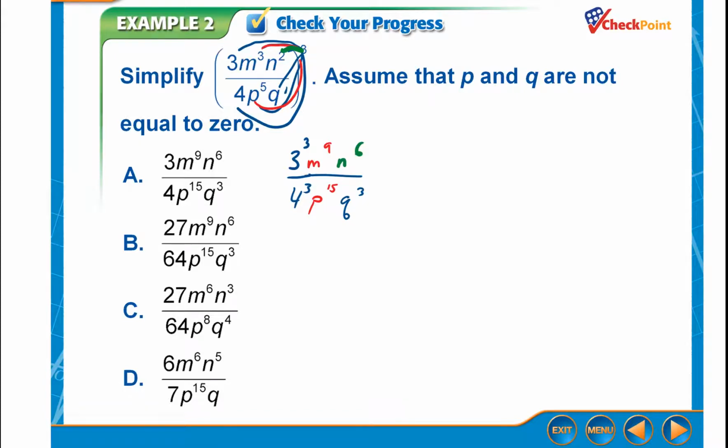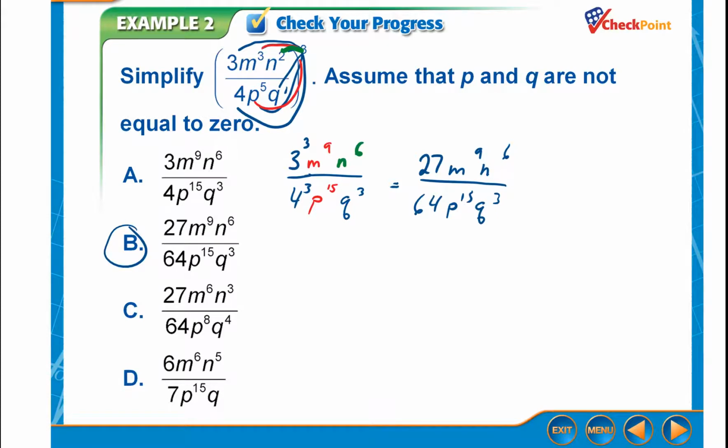Okay. Now, I take a look through this. Are any of my bases the same here? M, N, P, Q. No, they're all different, so there's no more simplifying. In fact, between the top and the bottom, there's nothing to cancel out. However, 3 to the 3rd, 4 to the 3rd, I can figure that out. So I should simplify a little more. 3 to the 3rd is 27. M to the 9th, N to the 6th. And then I have 4 to the 3rd, which is 64. P to the 15th. Q to the 3. Come on, match up with 1. What do we got?